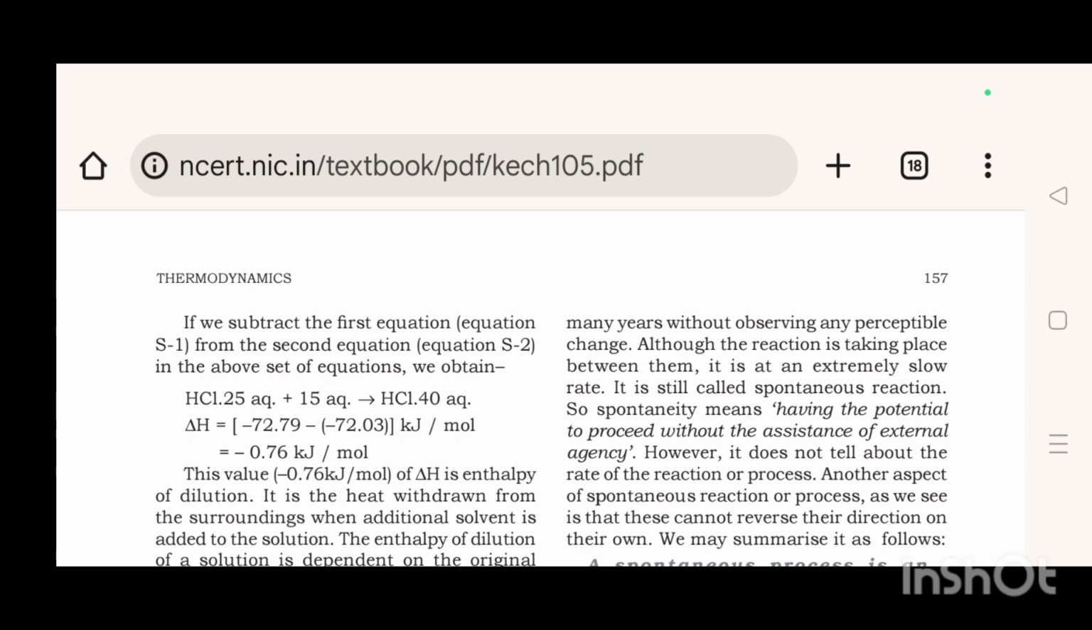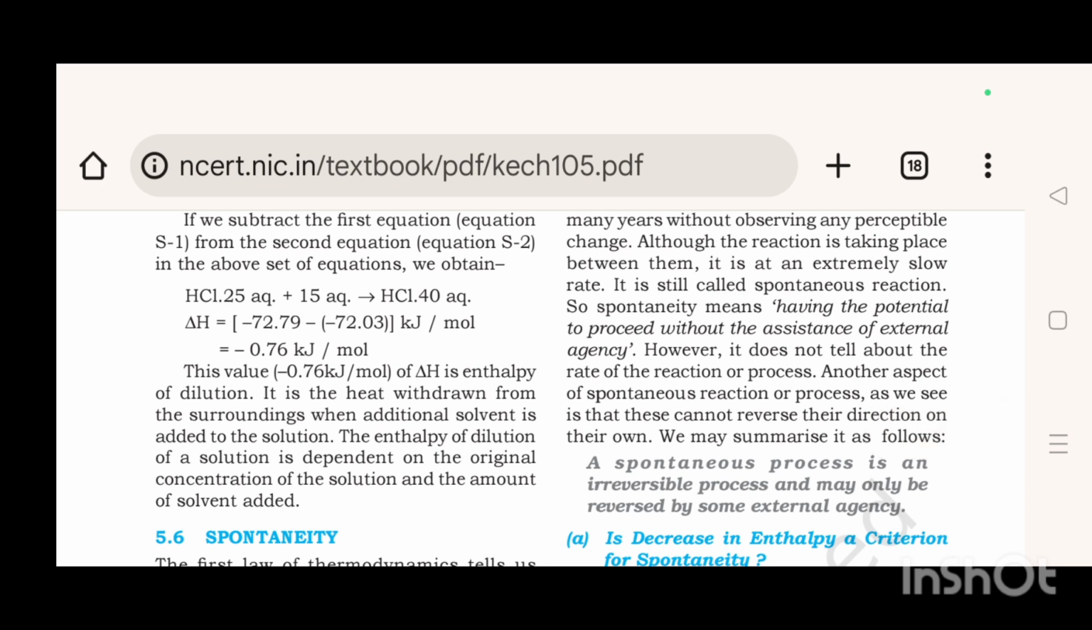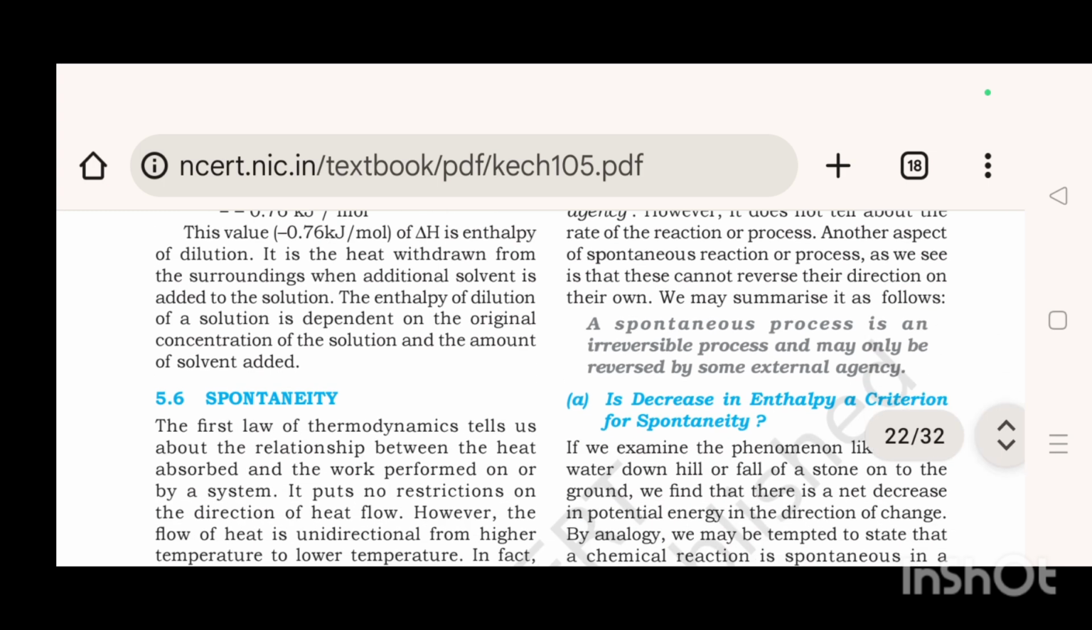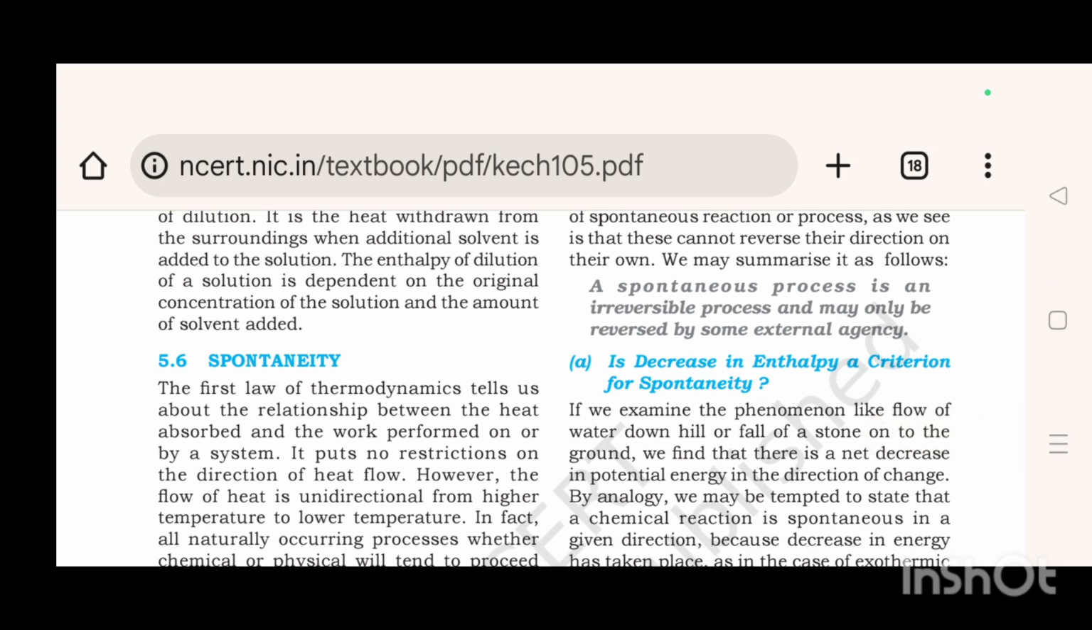So spontaneous means having the potential to proceed without the assistance of external agency. However, it does not tell about the rate of reaction. Another aspect of spontaneous reaction is that it cannot reverse the direction. We may summarize that a spontaneous reaction is an irreversible process and may only be reversed by some external agency. Is decrease in enthalpy a criterion for spontaneity?